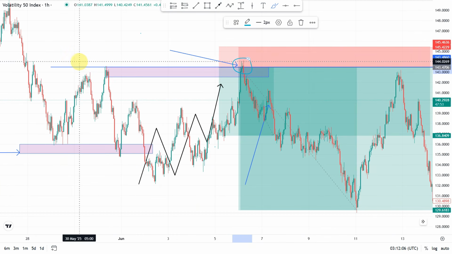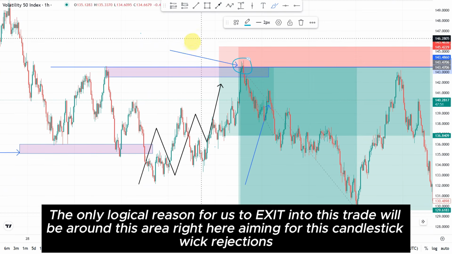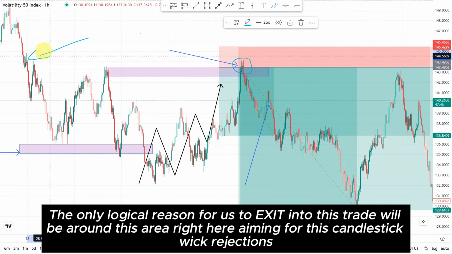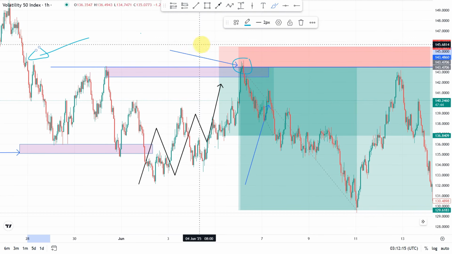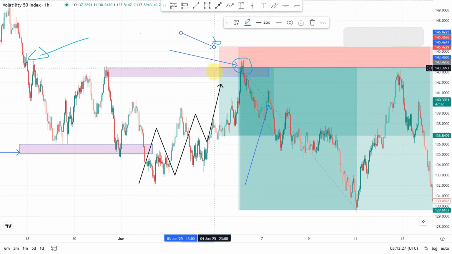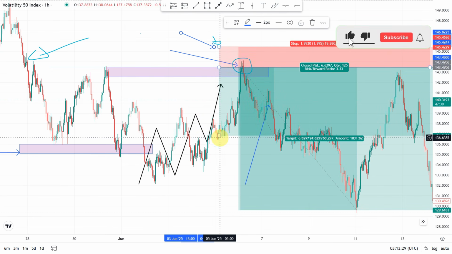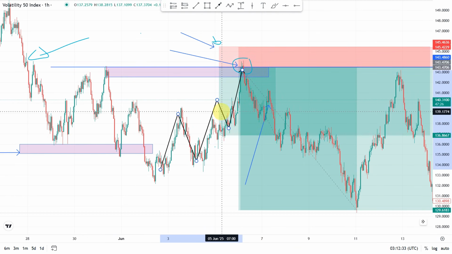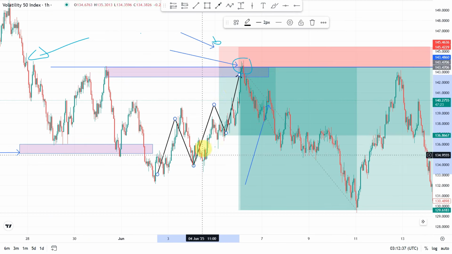position. So we said, okay, the only logical reason for us to enter this trade will be around this area right here, aiming for these candlestick weak rejections. That's where we decided to place our stop loss, around these areas right here. And our take profit around the nearest area right here in this uptrend direction, because hey, this market currently was moving in an uptrend direction.